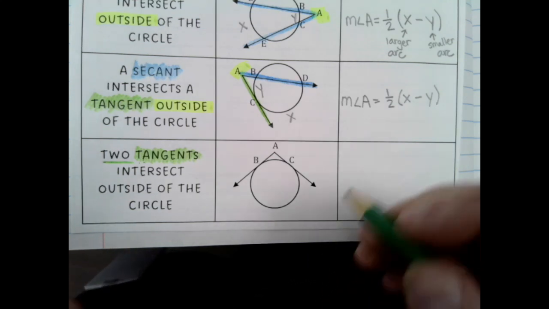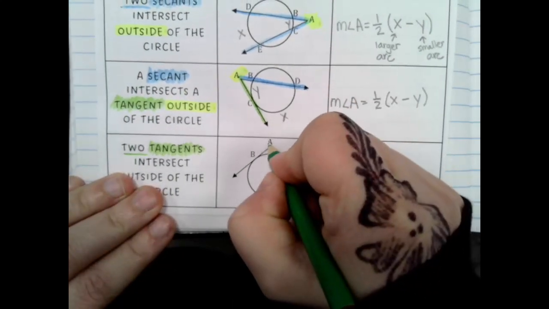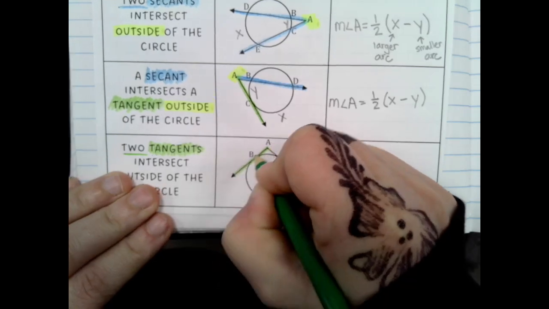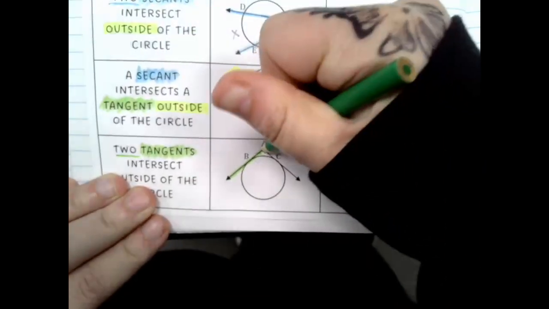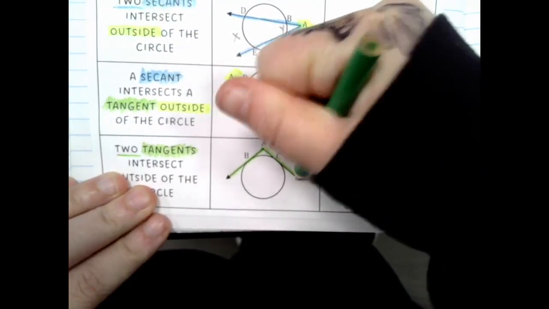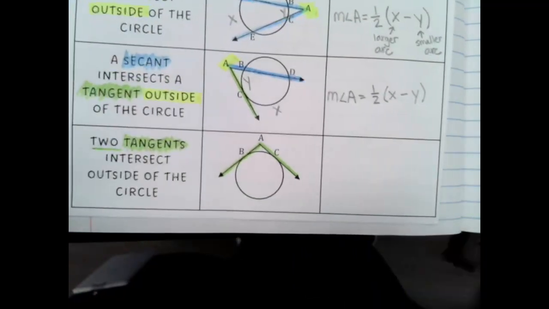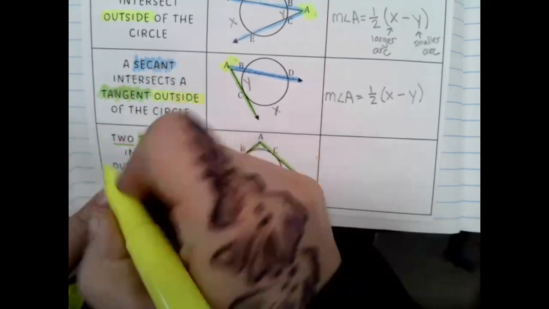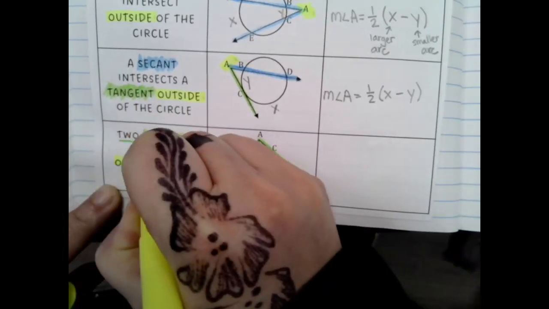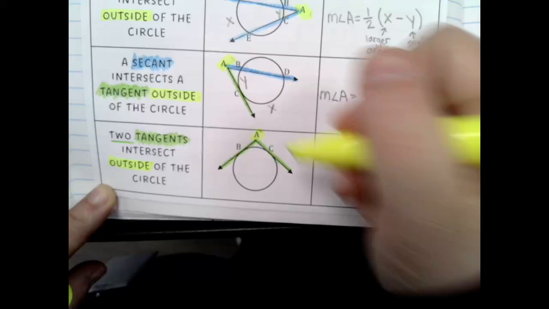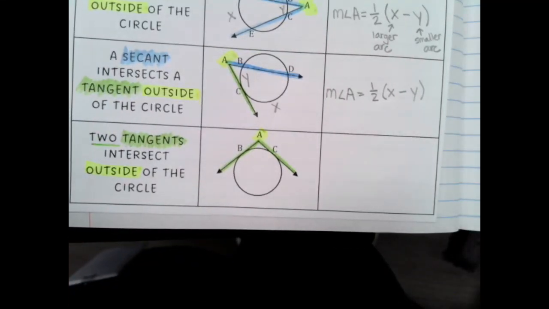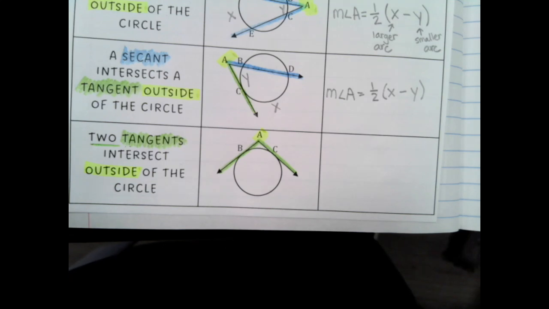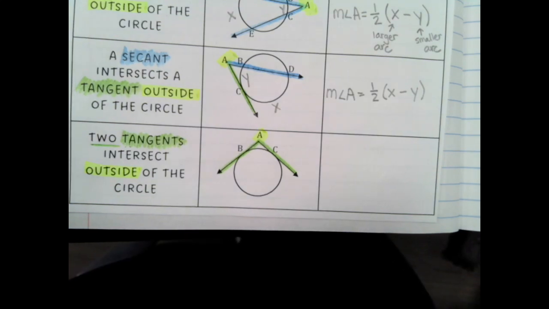Okay, 2 tangents. So we have AB and AC. And again, they intersect on the outside. So when you look at diagrams, a couple of things that you want to do is you want to see where do they intersect, and then what kind of lines are you working with. Is it 2 tangents, 2 secants, or one of each?